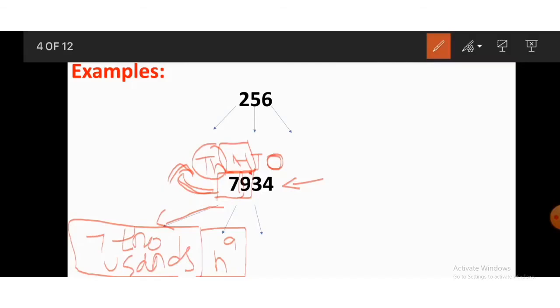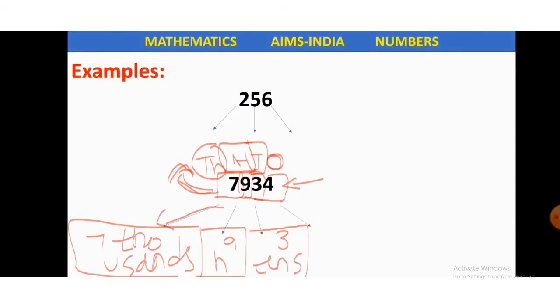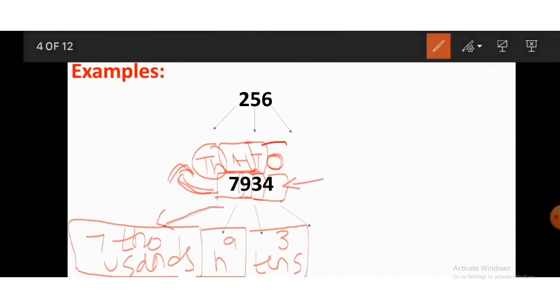Coming to the third digit, which is 3. 3 is in which place, children? 3 is in tens place. So the place value will be 3 tens. And the last digit here is 4, which is in what place? 4 is in ones place, and the place value of 4 will be 4 ones.